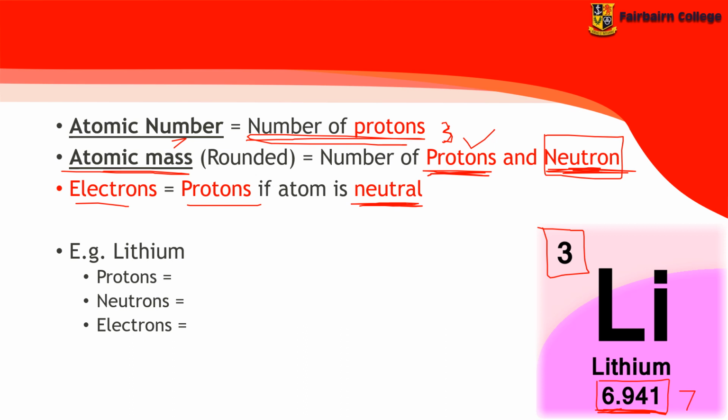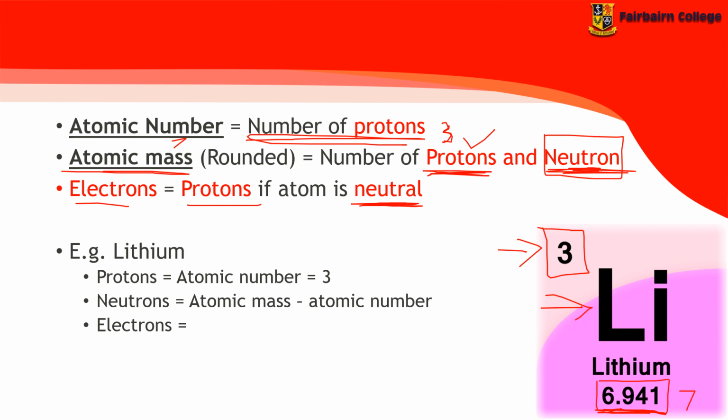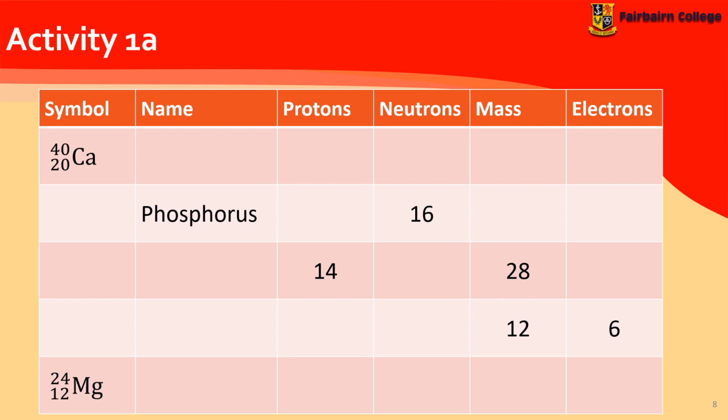So let's just quickly look at how this all plays out for this atom, lithium. Okay, protons is equal to the atomic number, which means protons is equal to 3. Then neutrons is equal to the atomic mass minus the atomic number, or you can say minus protons. And that is 7 minus 3, that's equal to 4. And electrons is equal to protons when neutral, so that means electrons is equal to 3. Okay, fairly simple, but this is what you're going to have to do for the first activity, so just remember it.